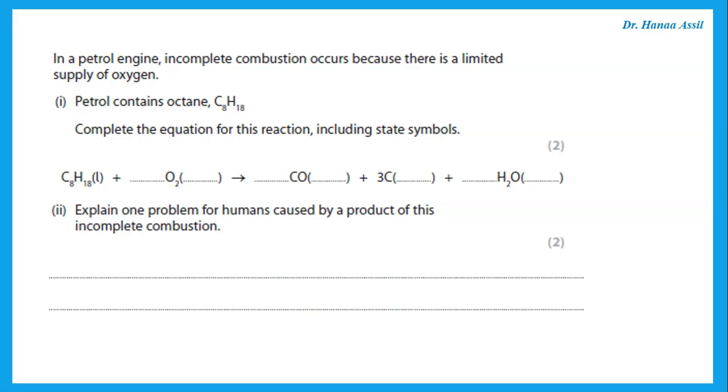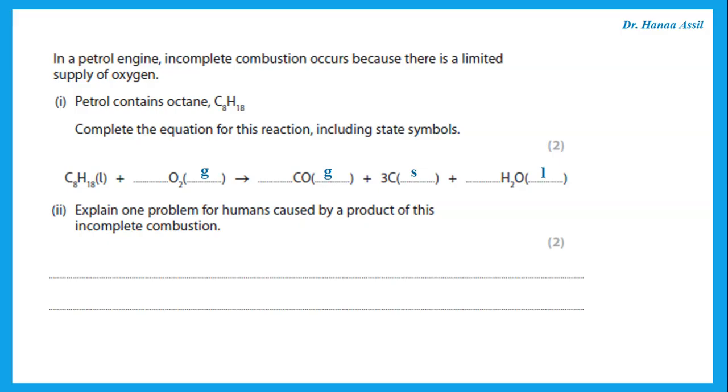Okay, in a petrol engine, incomplete combustion occurs because there is limited supply of oxygen. Complete the equation, including state symbols. So let's write state symbols first. Oxygen is what? You should realize oxygen is a gas. Carbon monoxide is a gas. Carbon is a solid. And water, of course, is a liquid. So that's L.